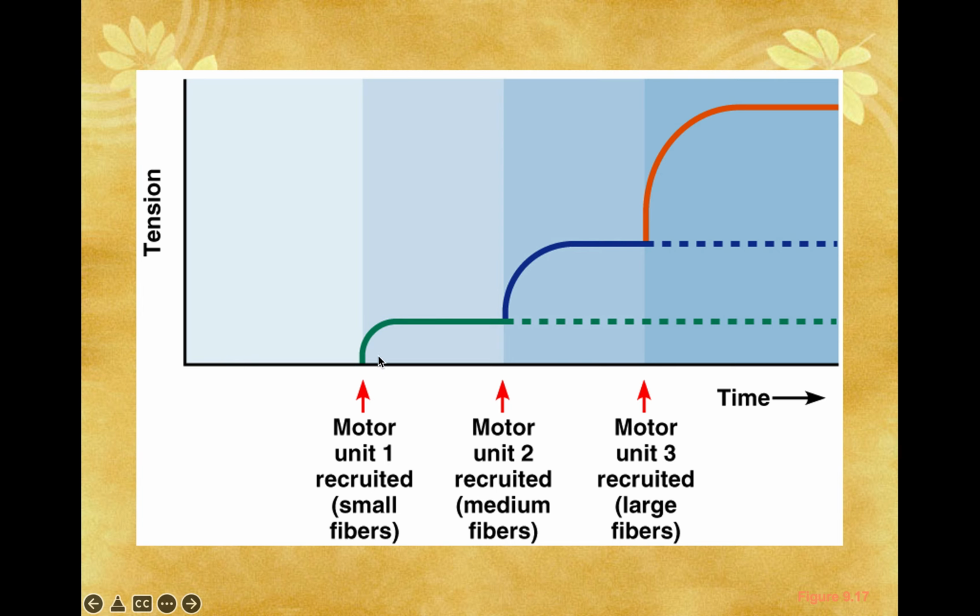Another nuance: you never recruit your biggest motor units first. So you can have precision. You recruit the little ones first, and then the medium ones, and then the big ones. If you want a giant response, you recruit all of them. If you want just a little response, you recruit the little ones. And if you want more, you just add bigger motor units. So more fibers are recruited and you get more tension. So they start with the little ones.